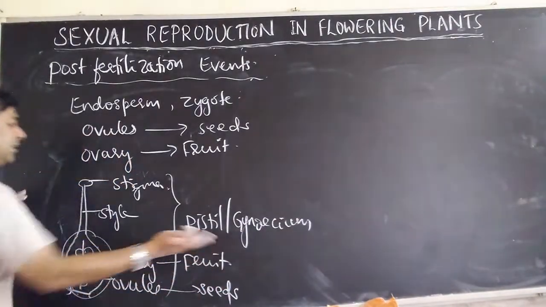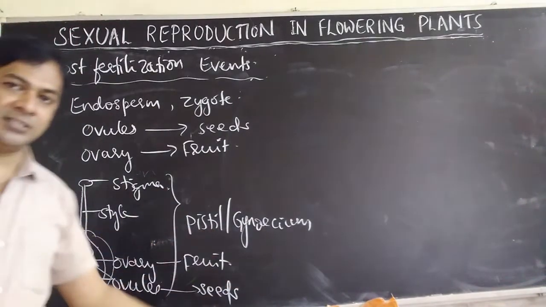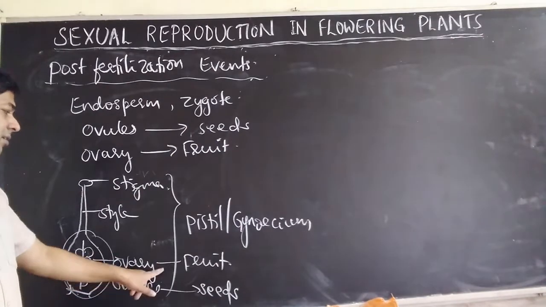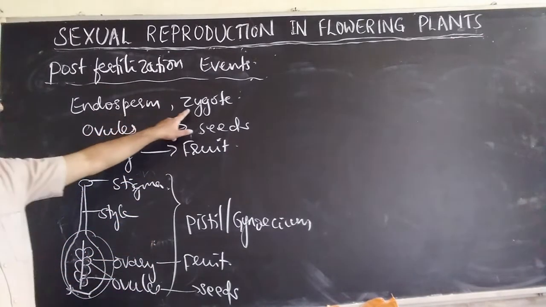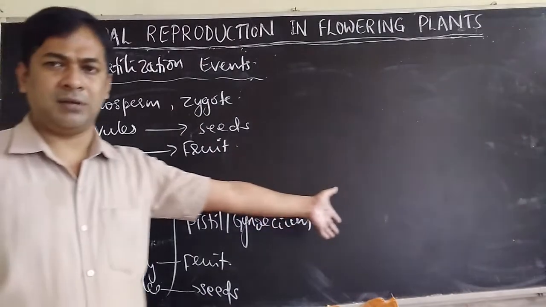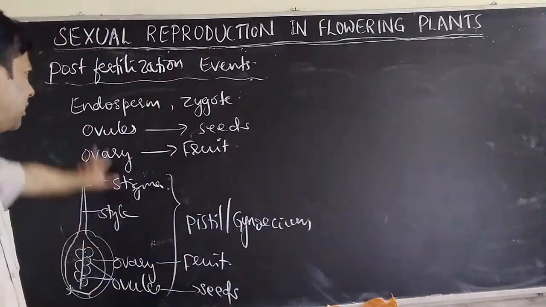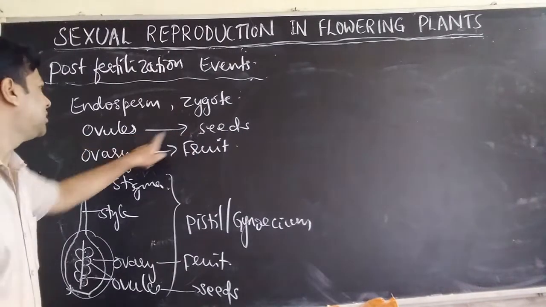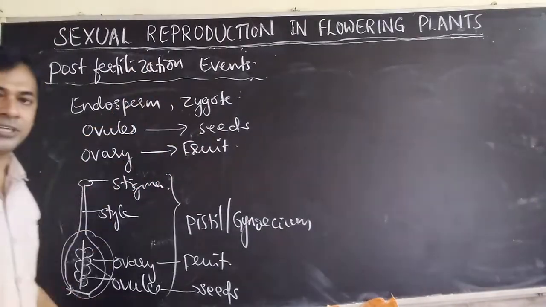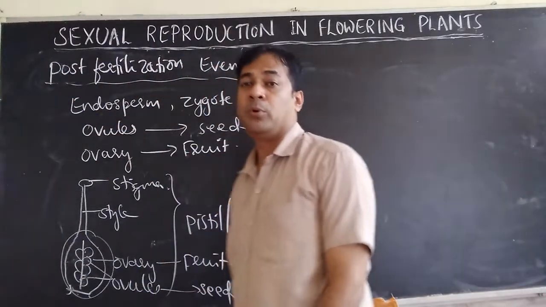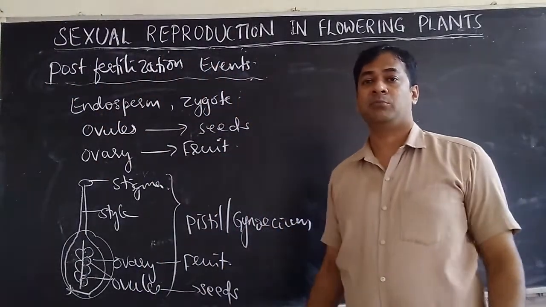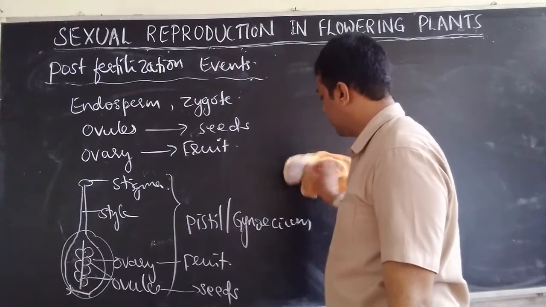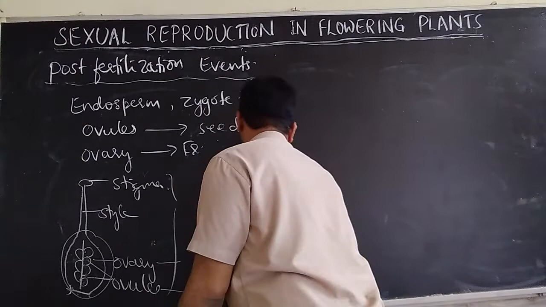So this is after fertilization. After fertilization, seed and fruit will be produced. And before production of seeds and fruits, there will be formation of endosperm and zygote. Just now I was showing you in the picture. So these are all formation of endosperm, formation of zygote, and formation of ovules into seeds, ovary into fruits. All this happens after fertilization. So it is called post-fertilization changes. Post means after fertilization. Okay, let us see what happens.